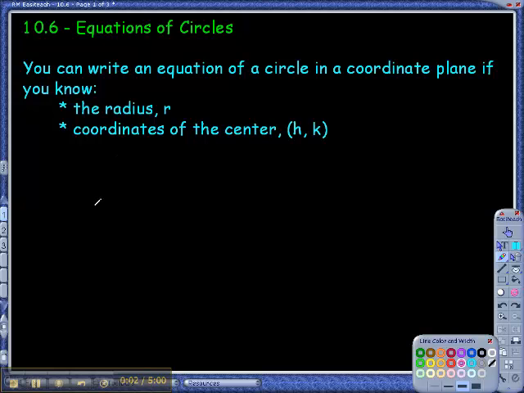Today we're in section 10.6, which is equations of circles. We're going to learn today how to write an equation of a circle in a coordinate plane. We need to know two pieces of information first. We need to know the radius of the circle, and we need to know the center of that circle, that x and y value that would be the center point. We're going to be referring to the center with h and k, h being its x value and k being its y value.